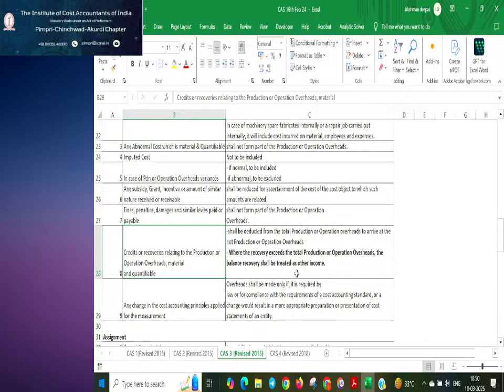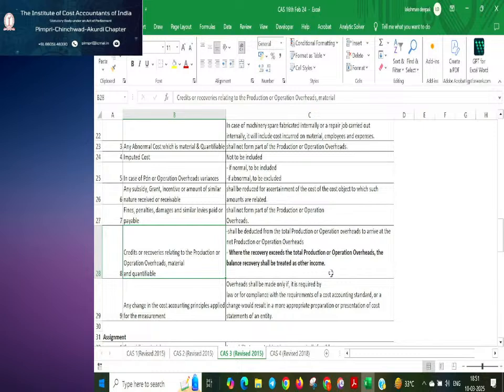The balance recovery shall be treated as other income. This is one good thing that you got to remember. Because usually what we do, for example, if our total production overheads itself is 10,000, but your recovery is say 11,000, so what about that 1,000 rupees? That will be treated as other income. So that will go into the reconciliation.